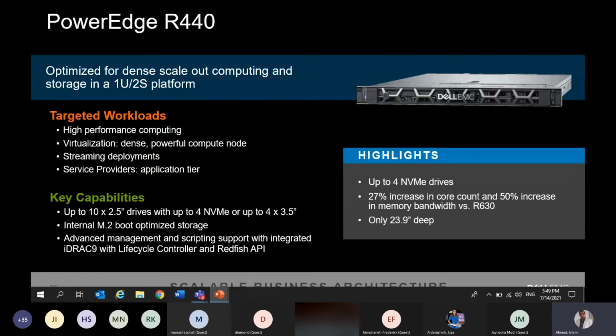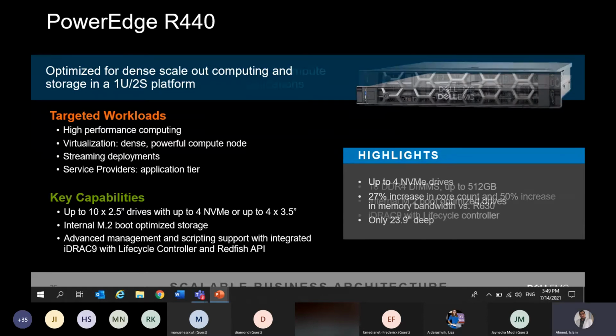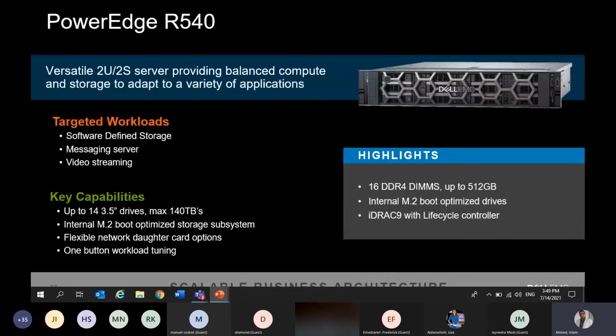The server provides a 27% increase in the core. It can accommodate Intel processors, whether bronze, gold, or silver, with a 50% increase in the memory and bandwidth compared to others in the market. This is the R440. The R540 is similar to the R440, but with one more advantage: it can accommodate up to 14 hard drives of 3.5 inch. So you can actually guarantee almost 140 TB or more inside a single server.